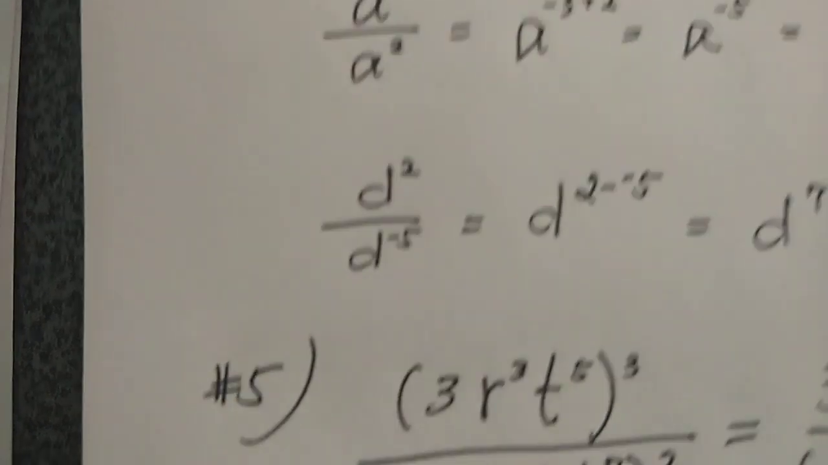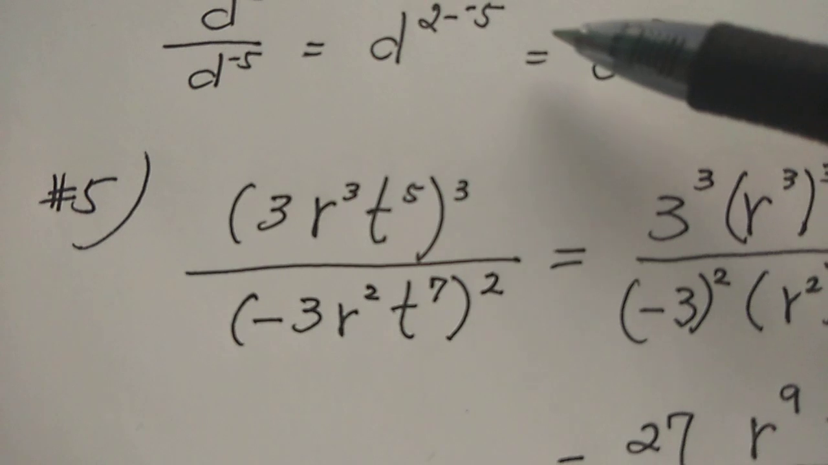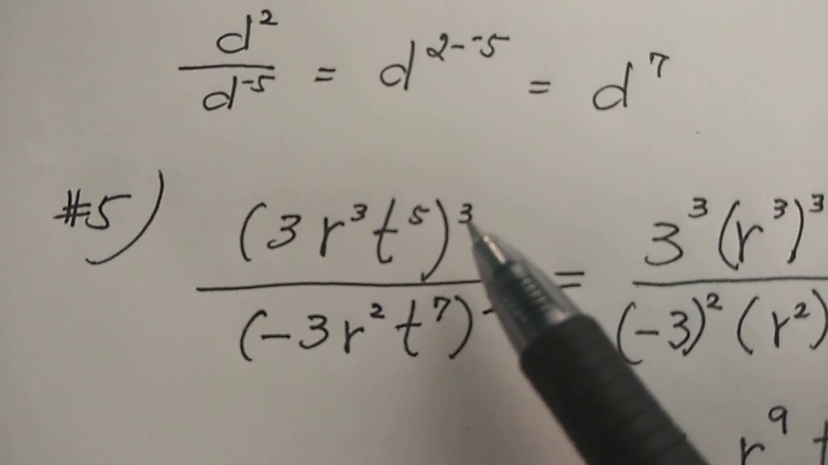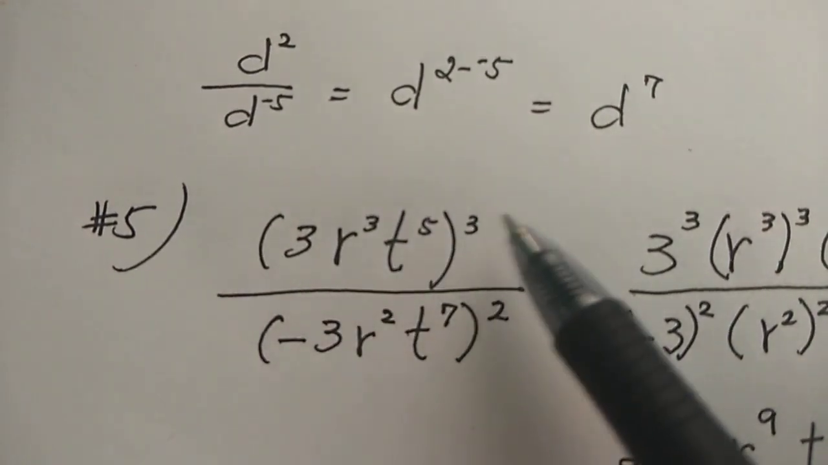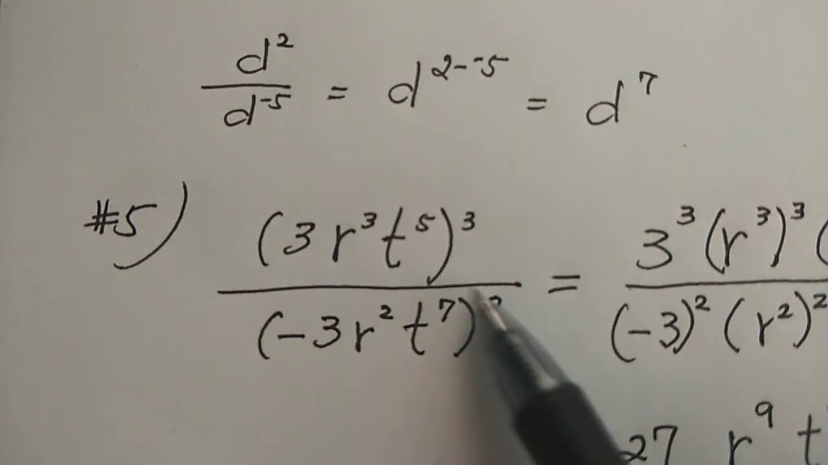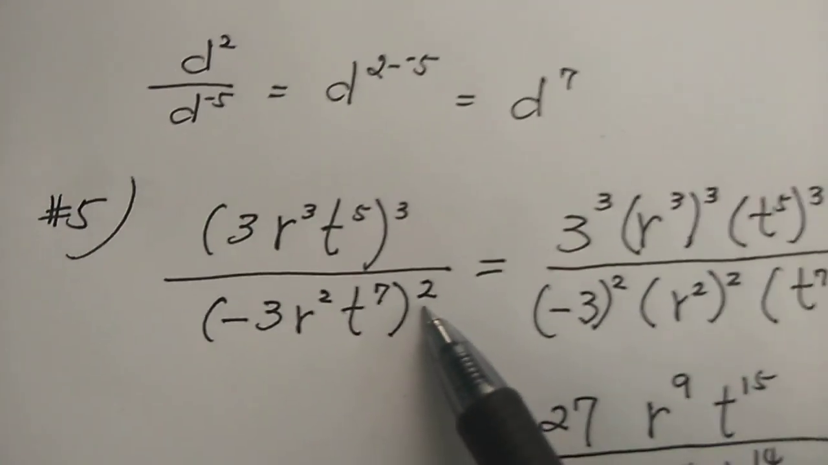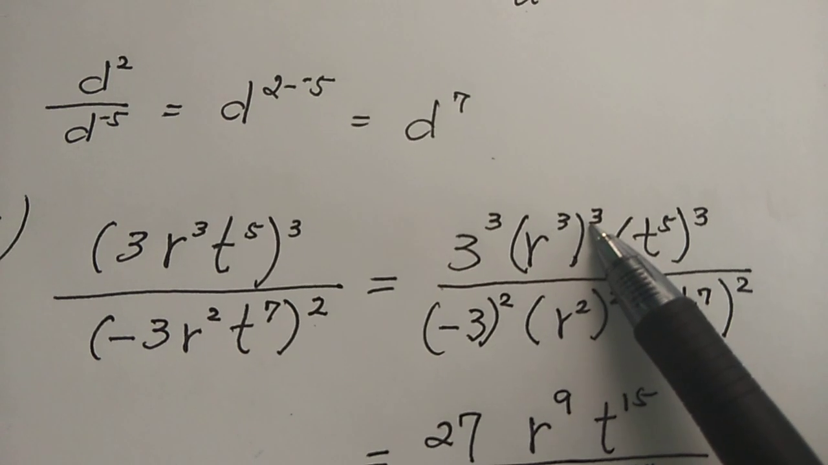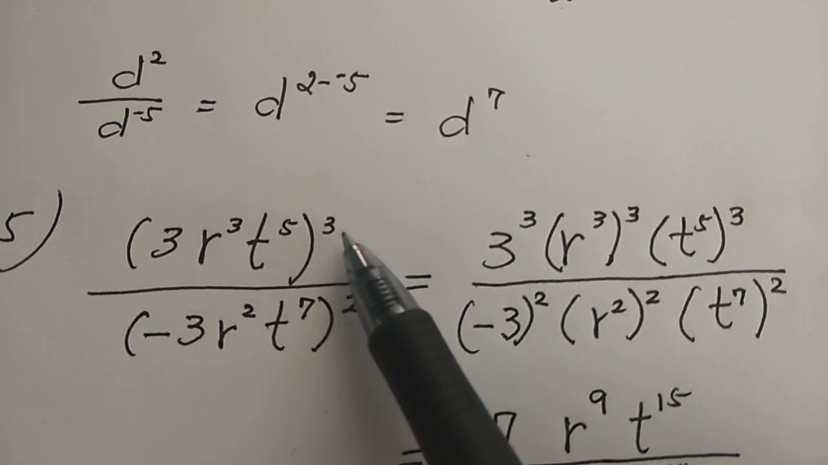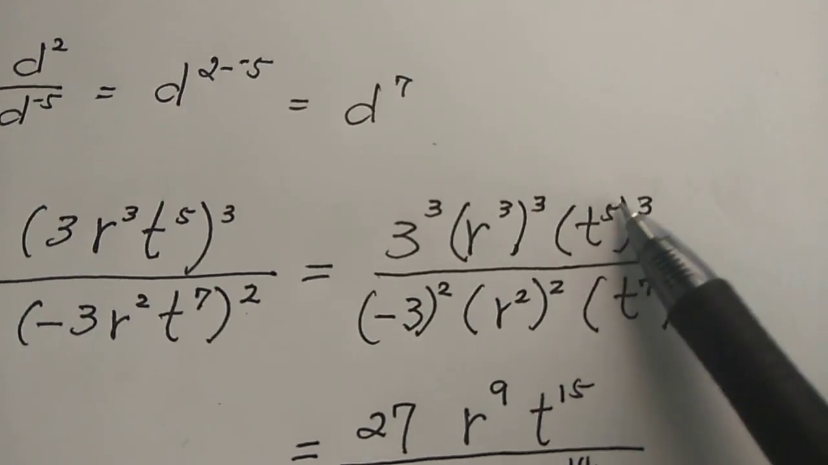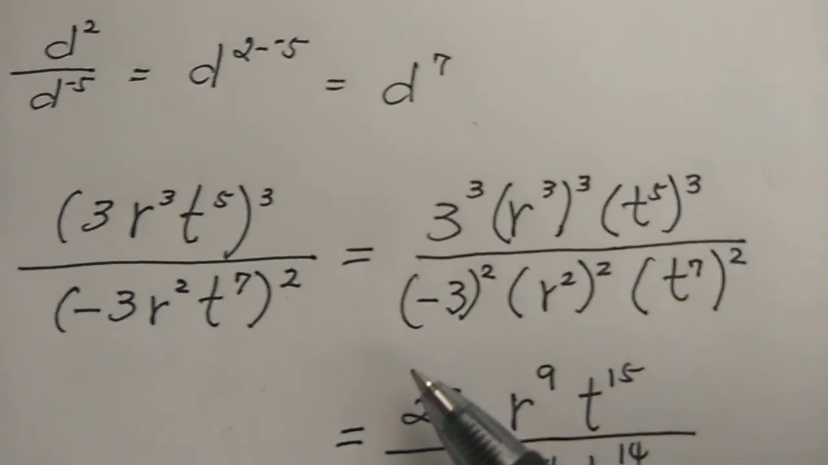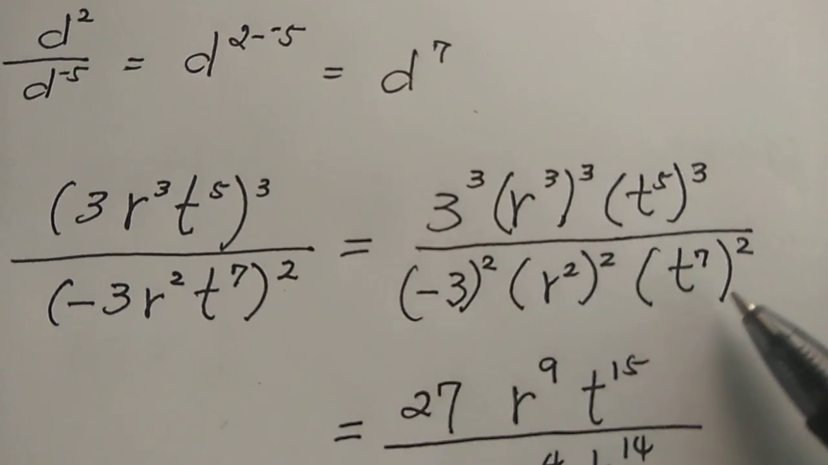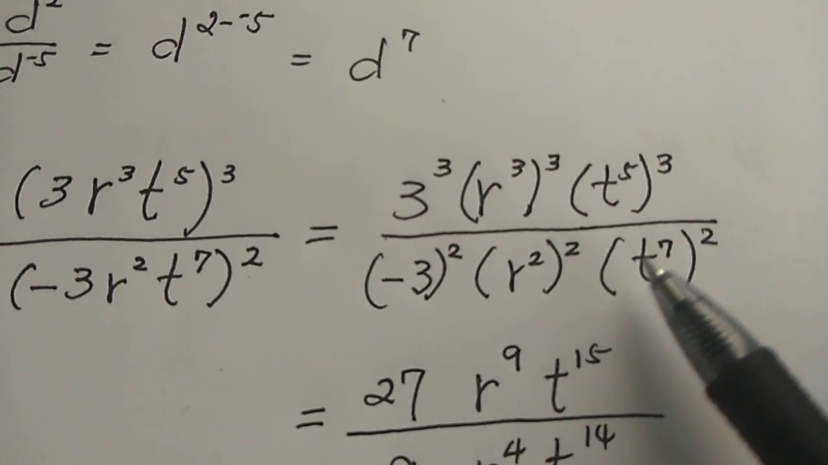Okay. Number 5. Again, you have something in parentheses raised to a power. That means everything inside the parentheses has to be raised to the 3rd power. And also here, everything inside this parentheses has to be raised to the 2nd power. So that's what I'm doing here. I'm raising 3 to the 3rd power, r cubed raised to the 3rd power, and t to the 5th raised to the 3rd power. On the bottom, you have negative 3 being raised to the 2nd power, r squared being raised to the 2nd power, and t to the 7th raised to the 2nd power. So you do all of them separately.